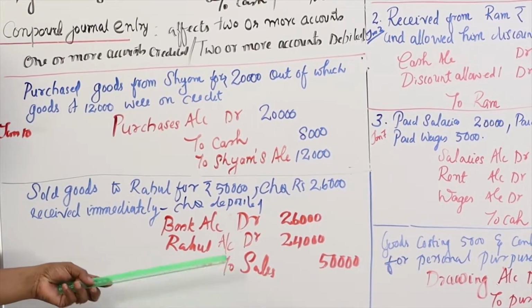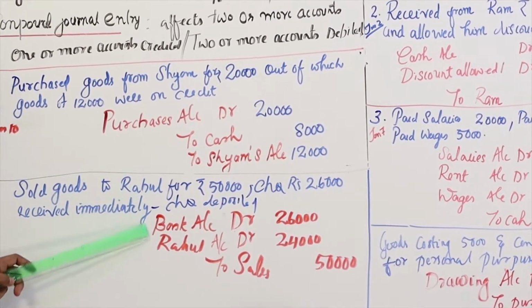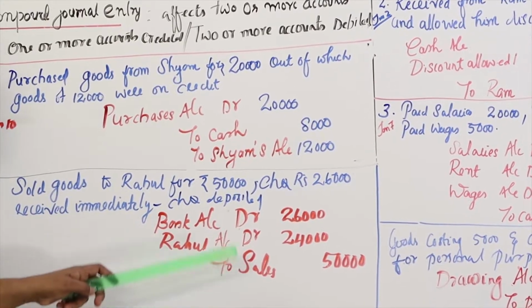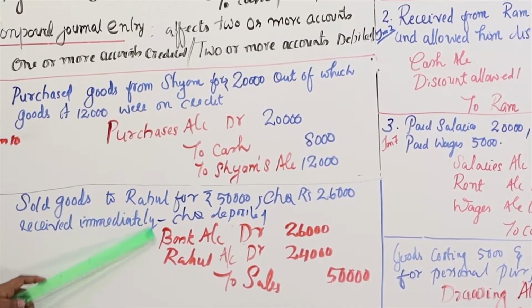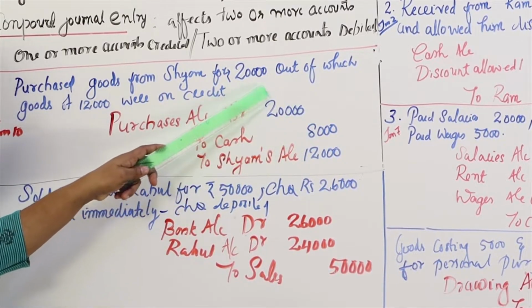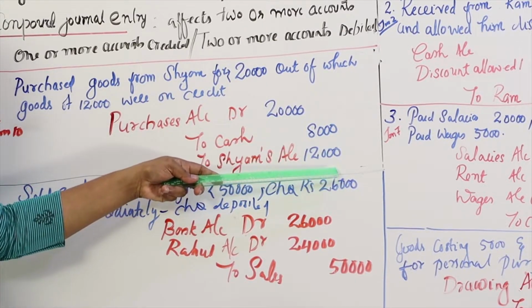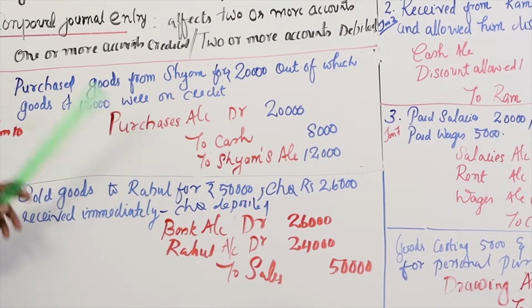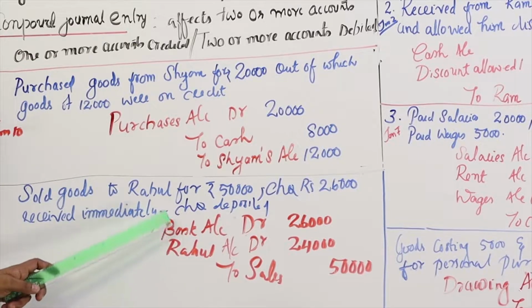So for a compound entry, the total of debit and credit will always be equal. For the total of credit, we have to be very careful. See here, 12 plus 8, 20. So this is debit and these two are credit. So it is tallying. In compound entries, total of debit and total of credit will be equal.